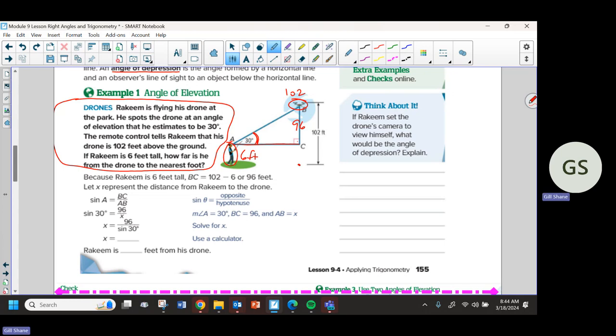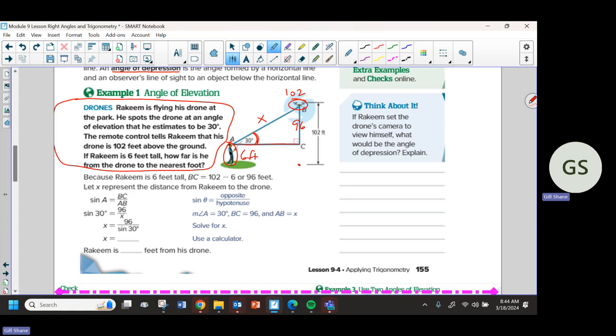I want you to try to solve for the distance he is from the drone, which again would be from his eyes. That's it. You can't make one thing from his eyes and then make one thing from his feet. So what is X? I want you to try to solve for X. I'll give you a hint in a second. You think you can get started?